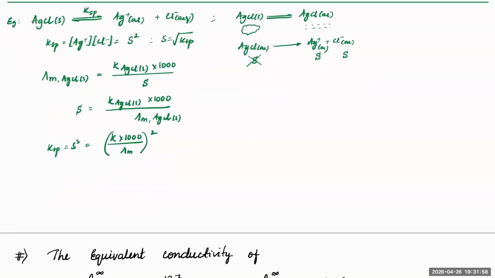Everybody clear on this point as well? Please check. So we don't have to worry when weak electrolytes are given. This is how we can calculate it. If any sparingly soluble salt is given, again, this is how we can calculate.